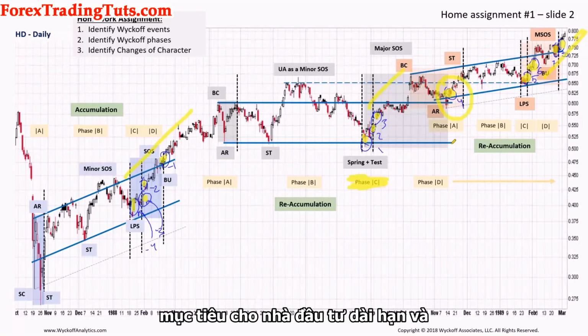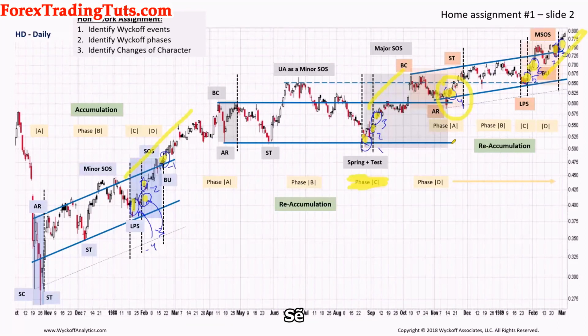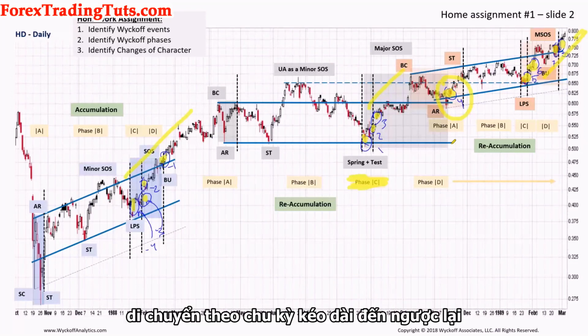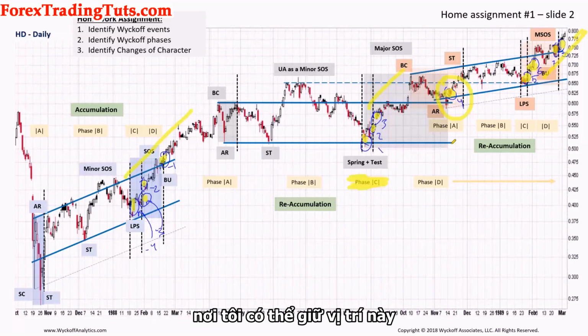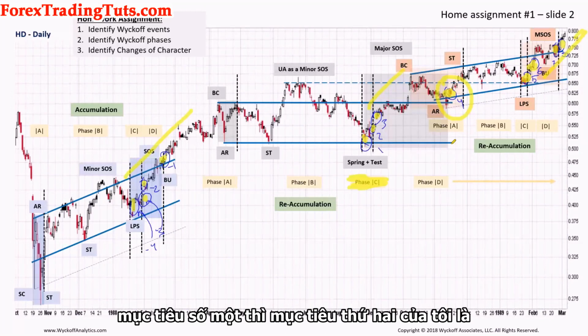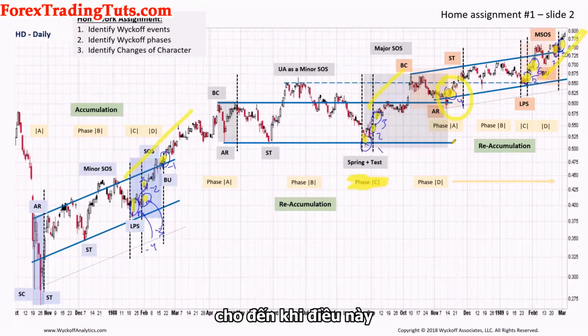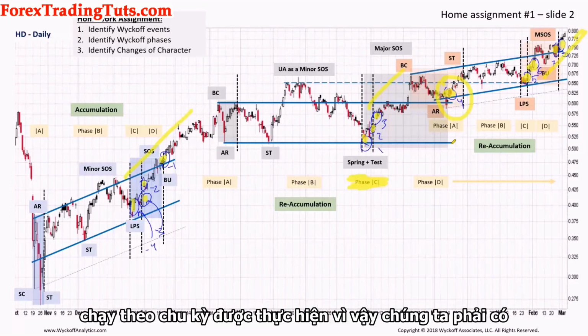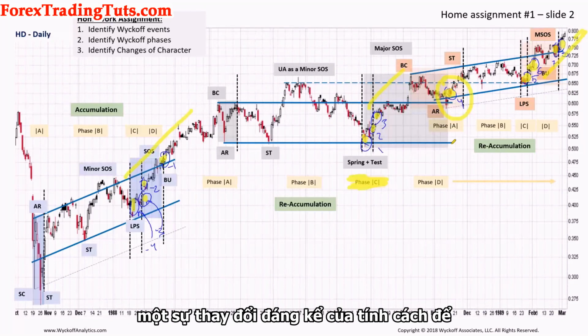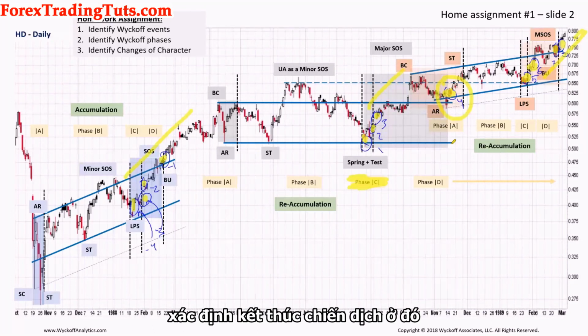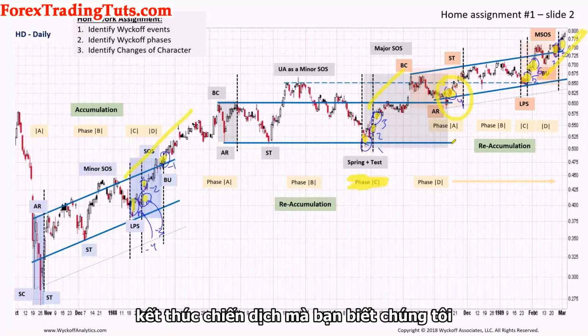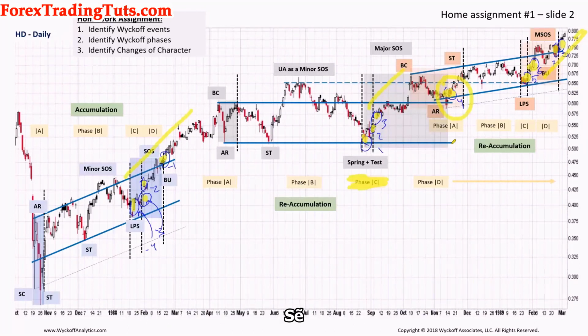The goal for the long-term investor, and the way I view my long-term campaigns, is to be in the correct stock that is going to have a very prolonged cyclical move to the upside, where I could hold on to this position beyond 1 year. That's number one. That's my number one goal. My second goal is to stay in this position until it's done, until this cyclical run is done. So we have to have a significant change of character to define the ending of the campaign. There are certain characteristics to the ending of the campaign that we would be thinking about.